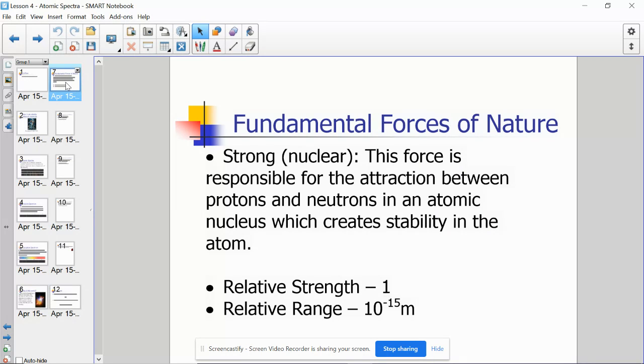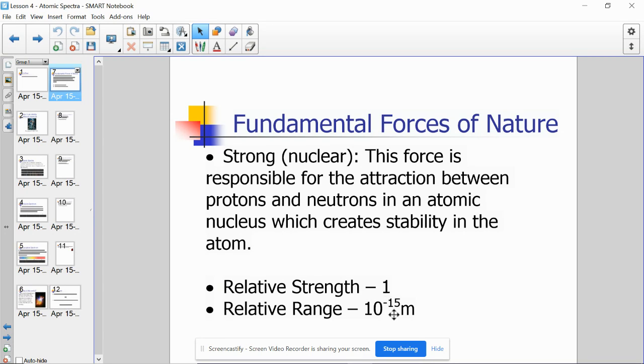The next thing is the fundamental forces of nature. So we spoke about this a little briefly on the previous slideshow, but the strong force is responsible for any of those nuclear attractions. It is an immensely powerful force, and we're going to do all the relative strengths based on this strong force. So what happens is if we consider this the gold standard, the relative range here is very, very tiny. This is the reason why we only find it in the nucleus of our atoms.